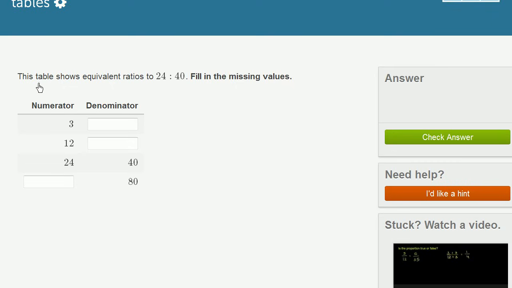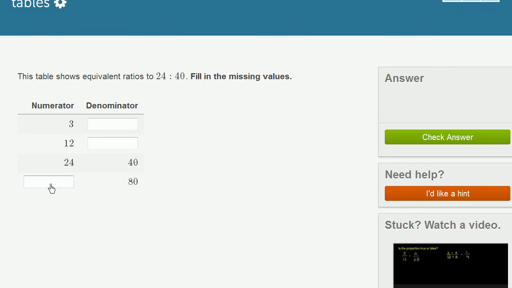We're told this table shows equivalent ratios to 24 to 40. Fill in the missing values. And they write the ratio 24 to 40 right over here. When the numerator is 24, the denominator is 40. So in that way, you could think of 24 over 40. But then they want us to write equivalent ratios, where we have to fill in different blanks over here in the denominator and here in the numerator.